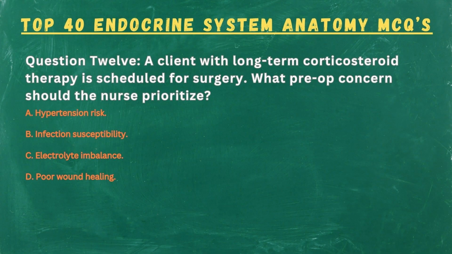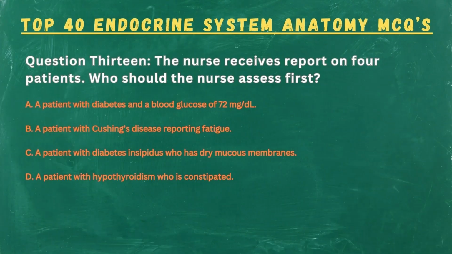Question 12. A client with long-term corticosteroid therapy is scheduled for surgery. What pre-op concerns should the nurse prioritize? A. Hypertension risk. B. Infection susceptibility. C. Electrolyte imbalance. D. Poor wound healing. Answer. B. Infection susceptibility.